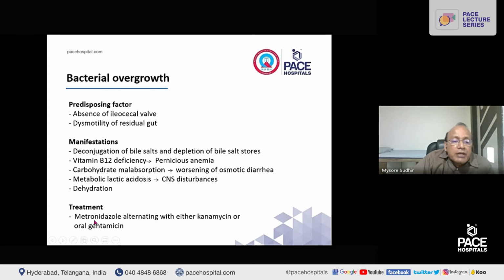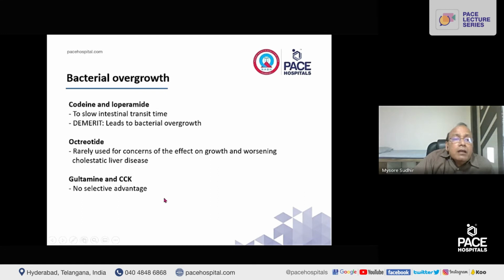Because of this overgrowth, you may have to give metronidazole, alternating with either kanamycin or oligonucleotide. Probably rifaximin, I don't know, I feel rifaximin can also be added into this.